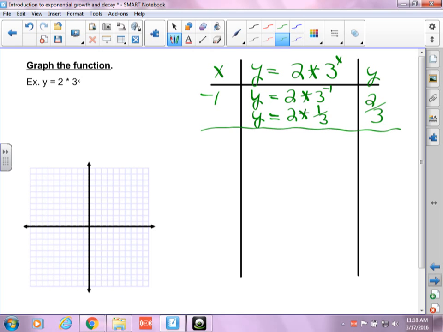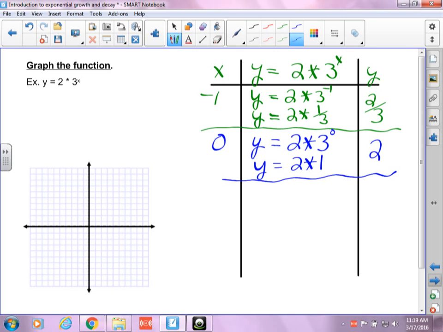Okay, now I'm going to put in a 0. What do I do first? Exponent. Y equals 2 times. So I get the last one.